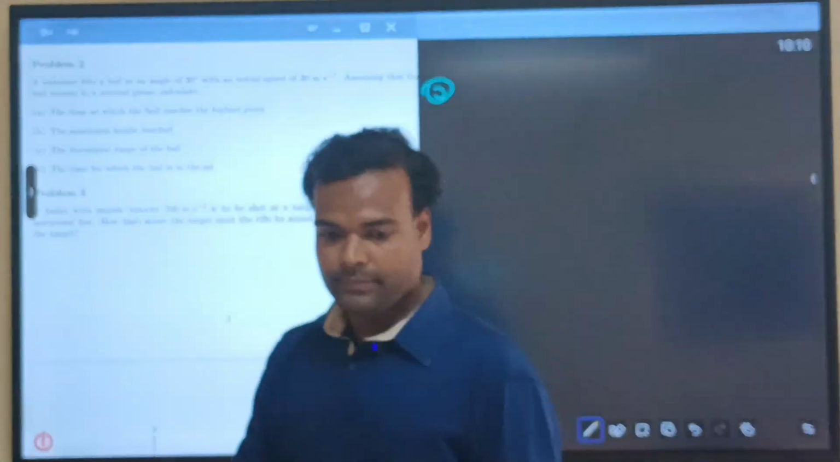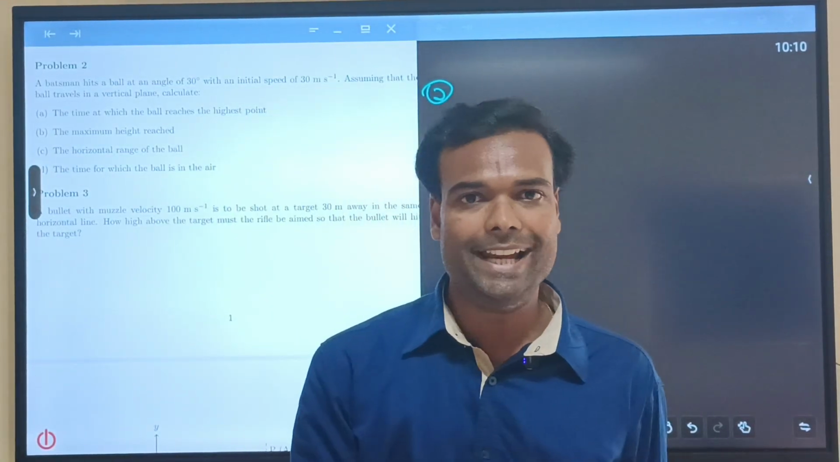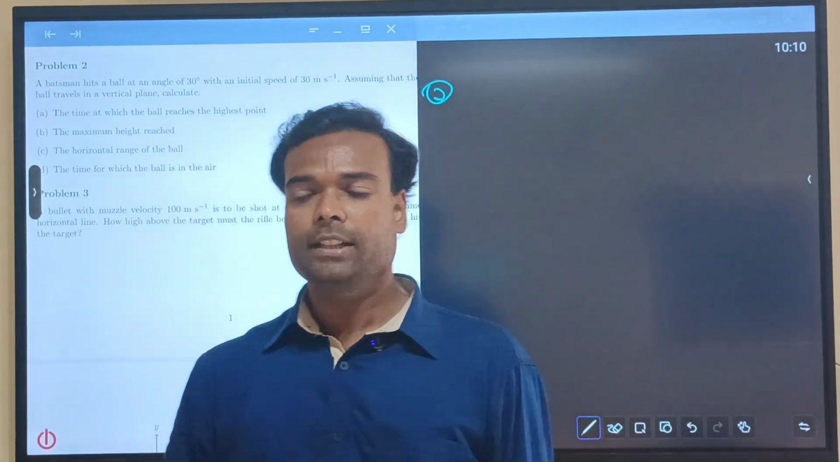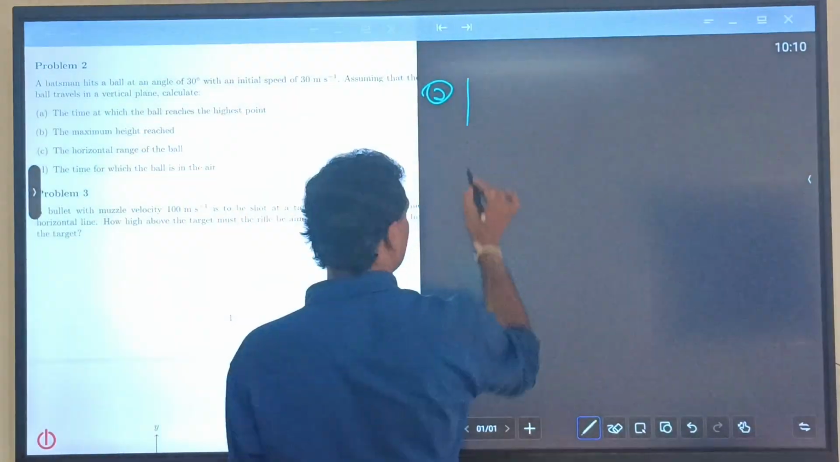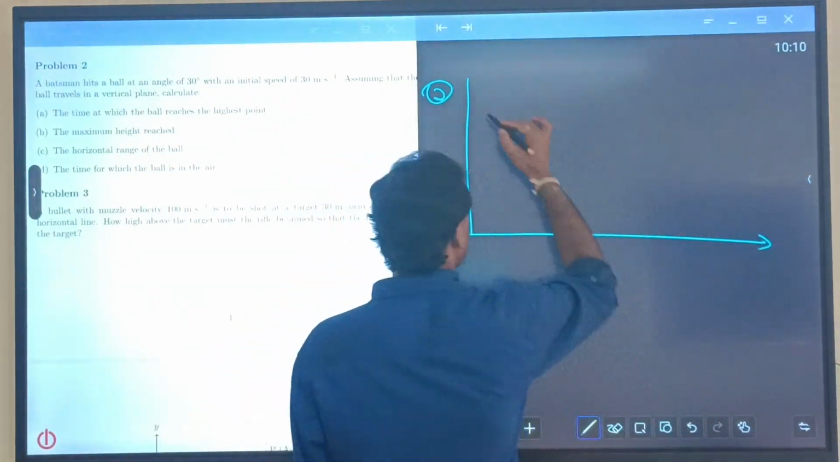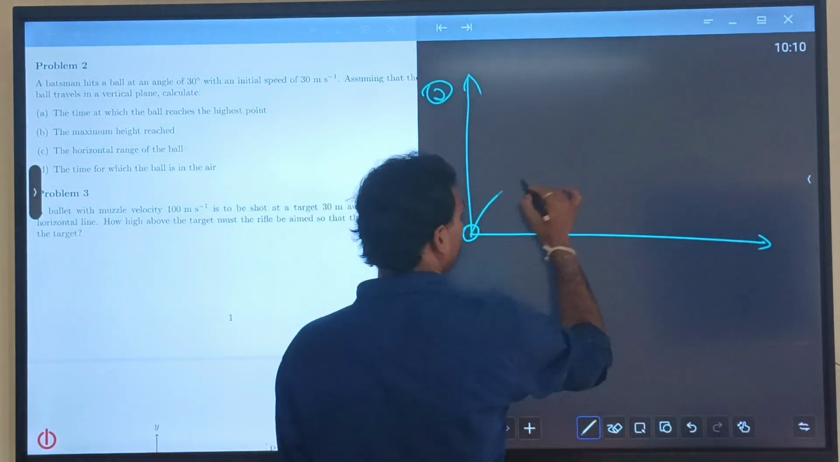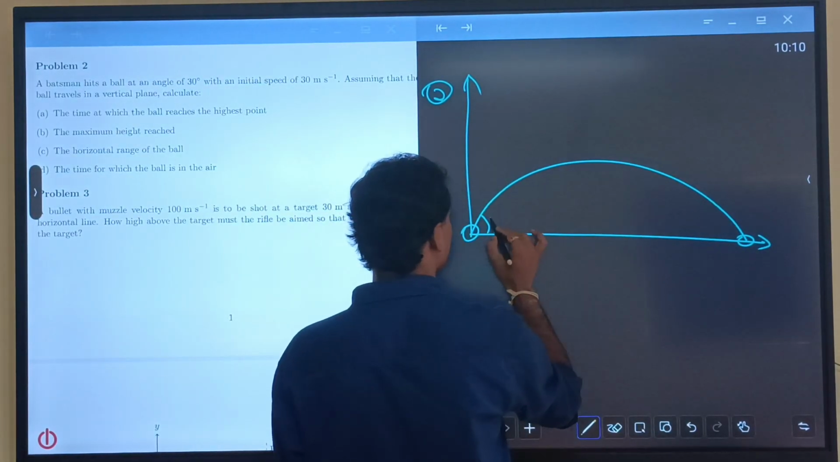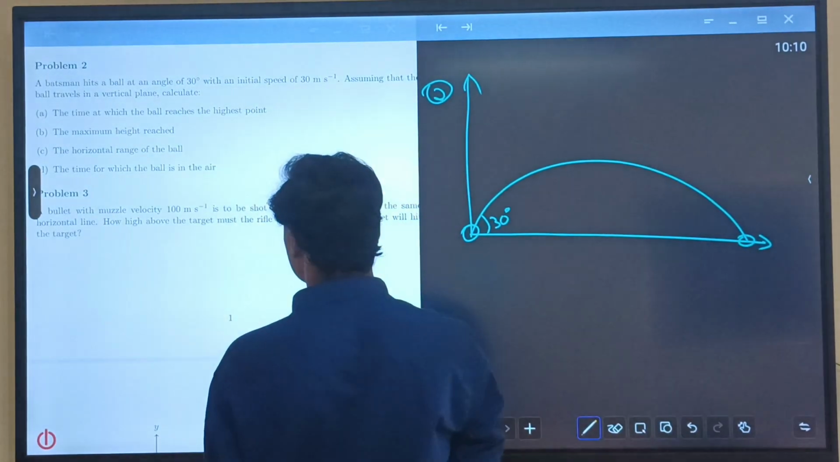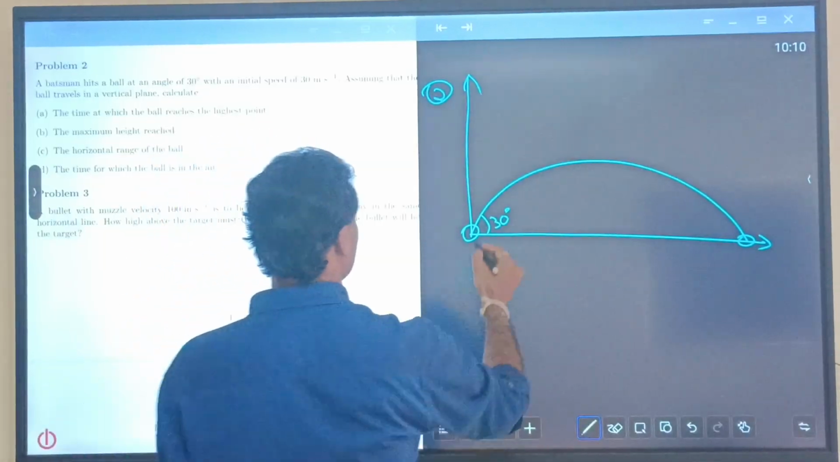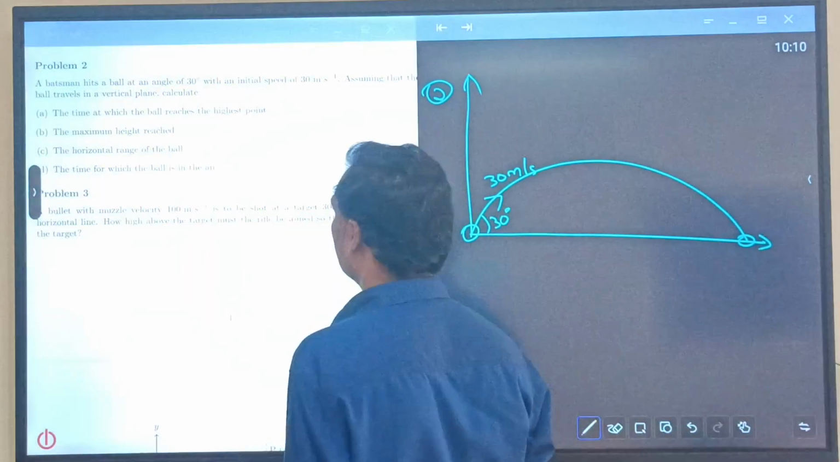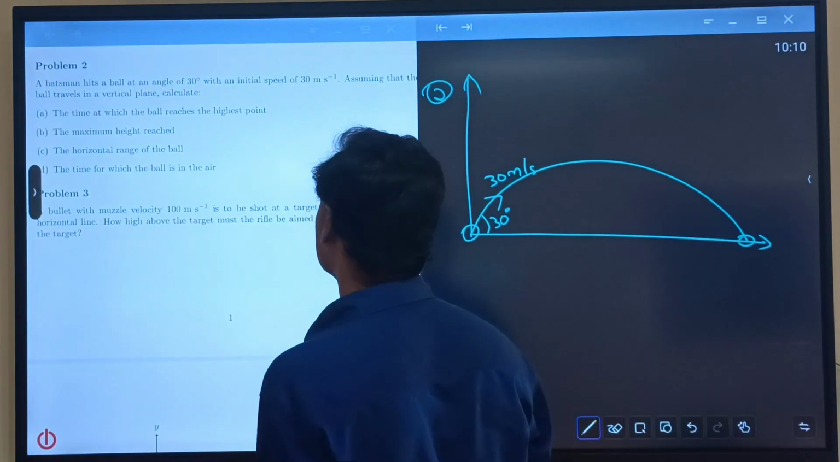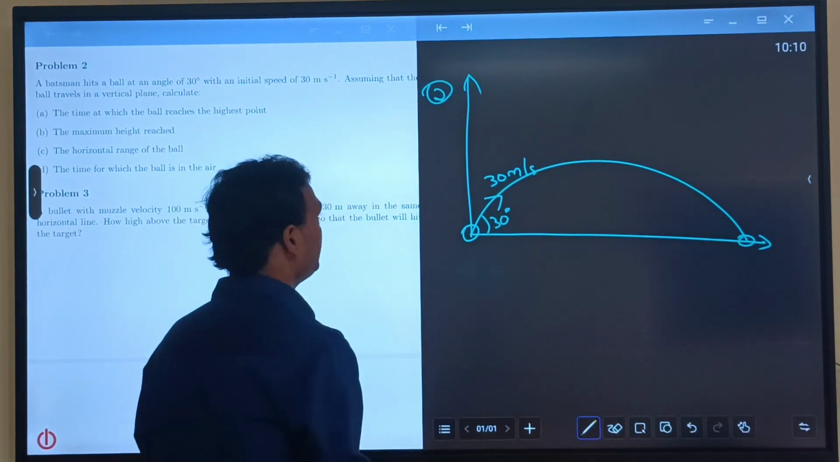And this is a conceptual question. For your clarity, I am discussing this question. This question says a batsman hits a ball at an angle of 30 degrees, with the initial speed of 30 meter per second, assuming that the ball travels in a vertical plane like this. It is traveling like this.